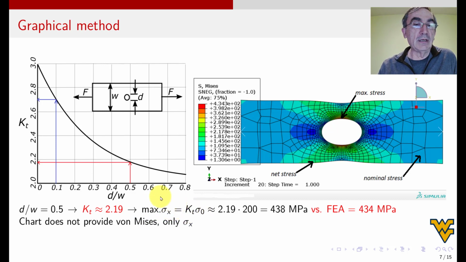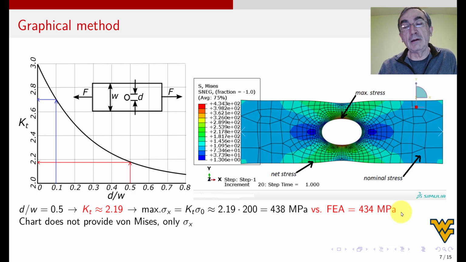And so how do you read the KT? Well, this is a no-brainer. D over W is 0.5 because of the dimensions D and W. So I enter with 0.5, then I go there to the left, and I'm a little bit below 2.2, so I'm going to pick 2.19. And then multiply 2.19 by 200, that's 438. Versus FEA, 434. I mean, this is so good, it's uncanny.